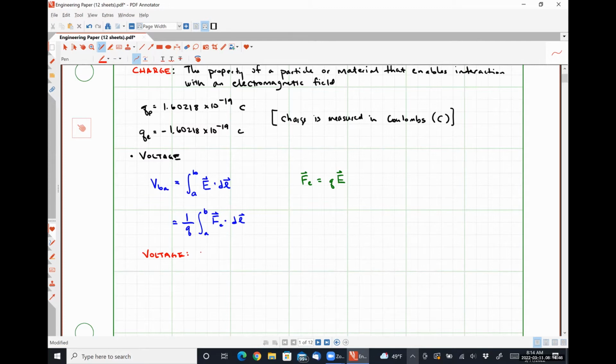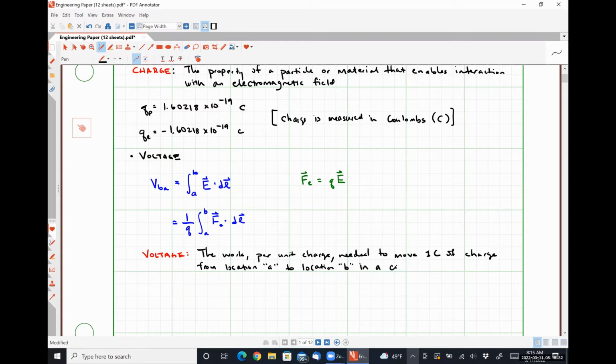So we will consider voltage to be the work per unit charge needed to move 1 coulomb of charge from location A to location B in a circuit.